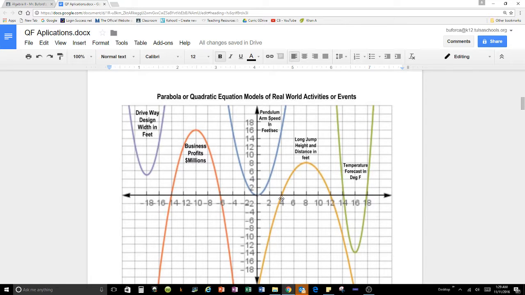Here we're actually modeling a long jumper. When he or she jumps, they jump a specific height and distance. So that's what's being modeled here. Here the temperature is being modeled. So we have these different types of events or projects, activities that we want to model with the quadratic formula.